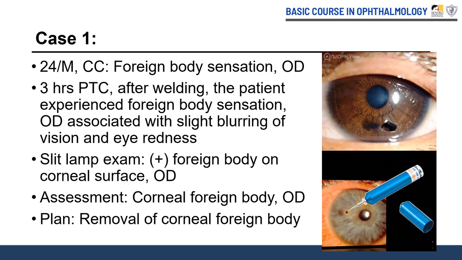Case 1 is a 24-year-old male who consulted for foreign body sensation on the right eye. 3 hours prior to consult, while welding, the patient experienced foreign body sensation on the right associated with slight blurring of vision and eye redness. On slit lamp examination, there was note of a foreign body on the corneal surface of the right eye. Assessment was corneal foreign body (OD) and the plan was for removal of corneal foreign body.